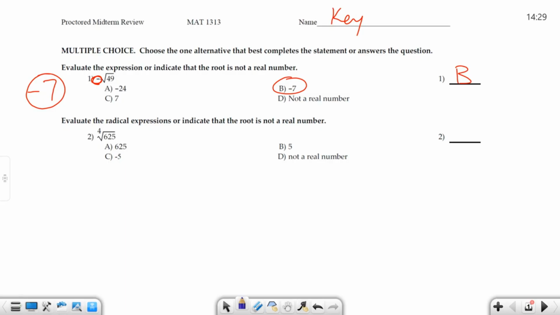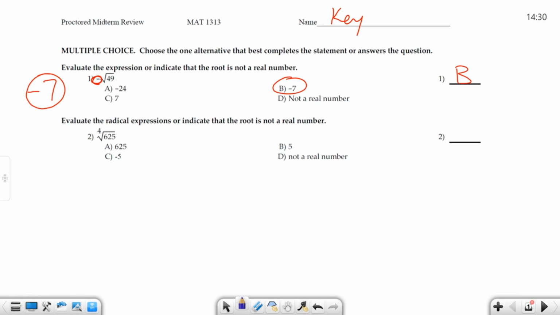All right. So now we have evaluate the radical expressions or indicate that the root is not a real number. So since it says that, let's talk about when something is not a real number. That's whenever you take the square root or even root, so second root, fourth root, sixth root, eighth root, an even root, 52nd root, 144th root. Even root of a negative number is not real. Okay, it's not a real number. We'll do those with i's and imaginary numbers, but it's not a real number.